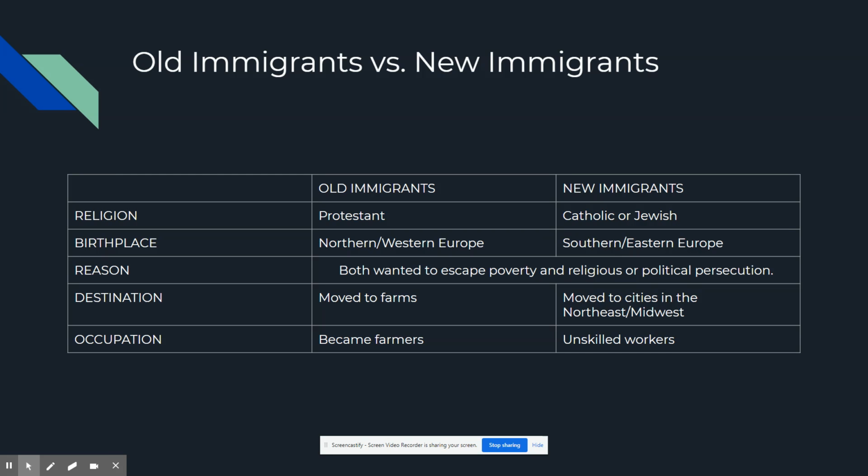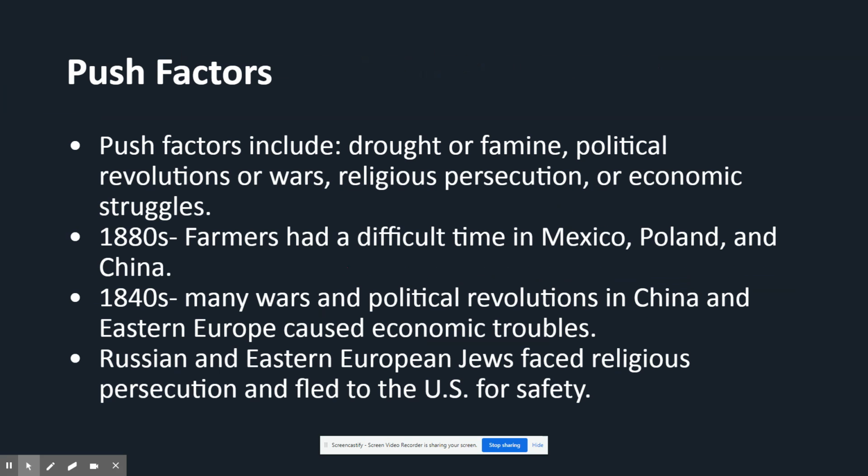The reason they are coming to the United States is they want to escape the poverty of their country. They also want to escape religious and political persecution. They're going to come to New York, especially Chicago, eastern cities or Midwestern cities, and they were most likely to work in factories as unskilled laborers, unskilled workers.